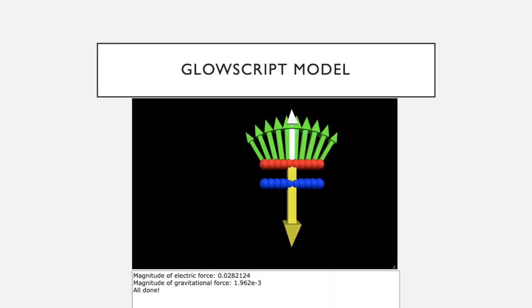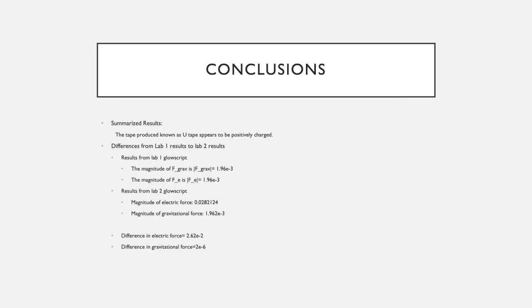This is what the code produced as my GlowScript model. The white arrow represents the electric force on the top tape. The yellow arrow represents the force of gravity on the top tape, and the green arrow represents the electric field across the top tape. In conclusion, similarly to Lab 1, the tape that I used appeared to have a positive charge based on its interactions with other objects.